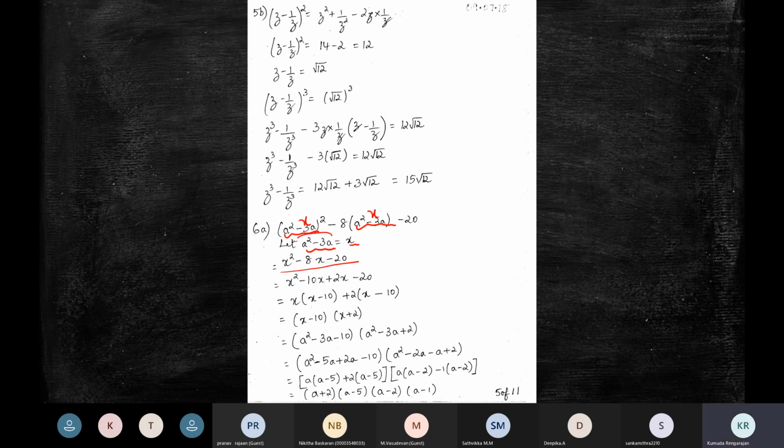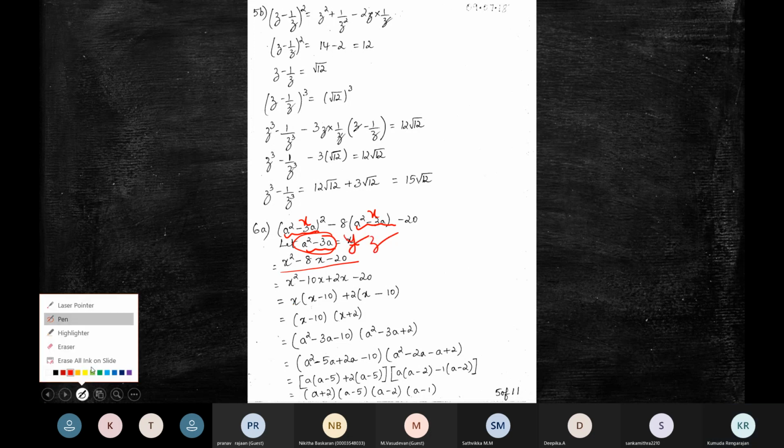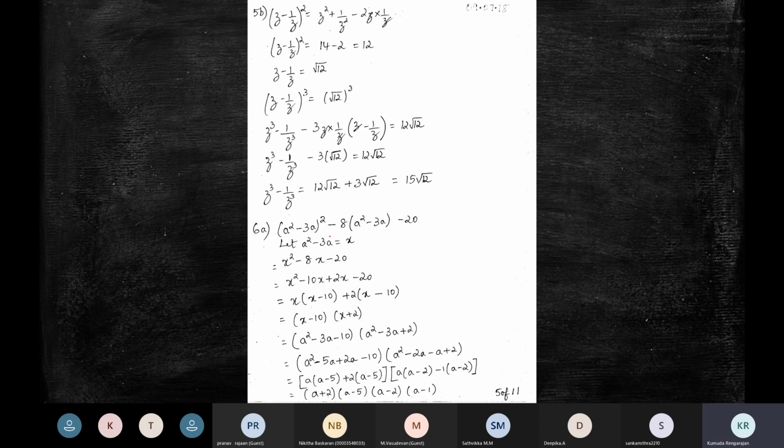Let's assume a square minus 3a to be x. You can call it y or z. So rewrite the given expression in terms of x, y, or z. So you have this. Now factorize as usual by splitting the middle term, and that brings you to this step. Split the middle term, grouping, and here are the factors. This is the last step in factorizing by splitting the middle term.